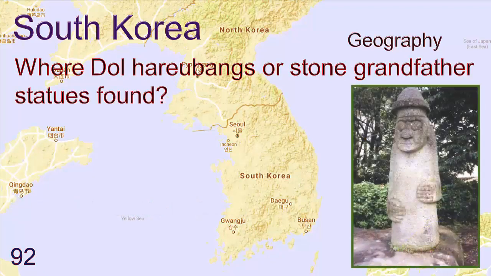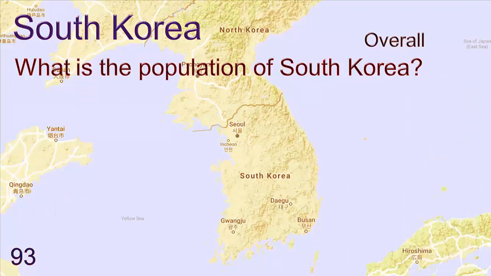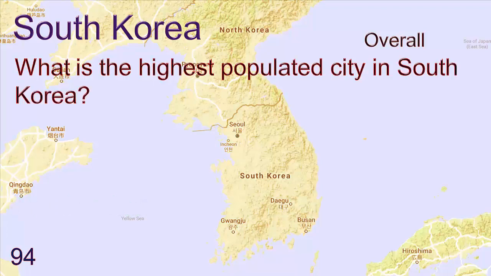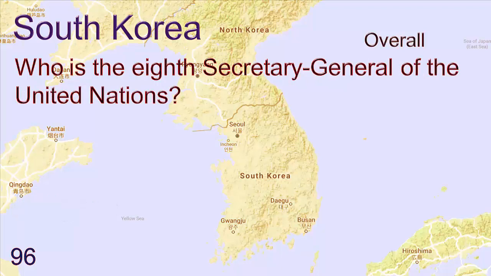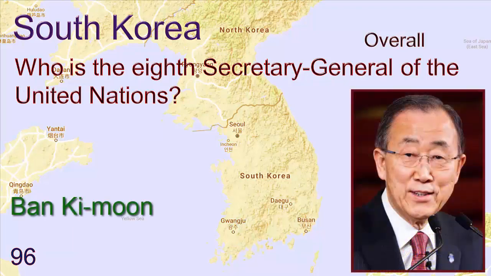Where are the Dolhareubang or Stone Grandfather statues found? Jeju Island. What is the population of South Korea? 51.64 million. What is the most populated city in South Korea? Seoul. What is the religion of the people of South Korea? Irreligious. Who is the 8th Secretary General of the United Nations? Ban Ki-moon.